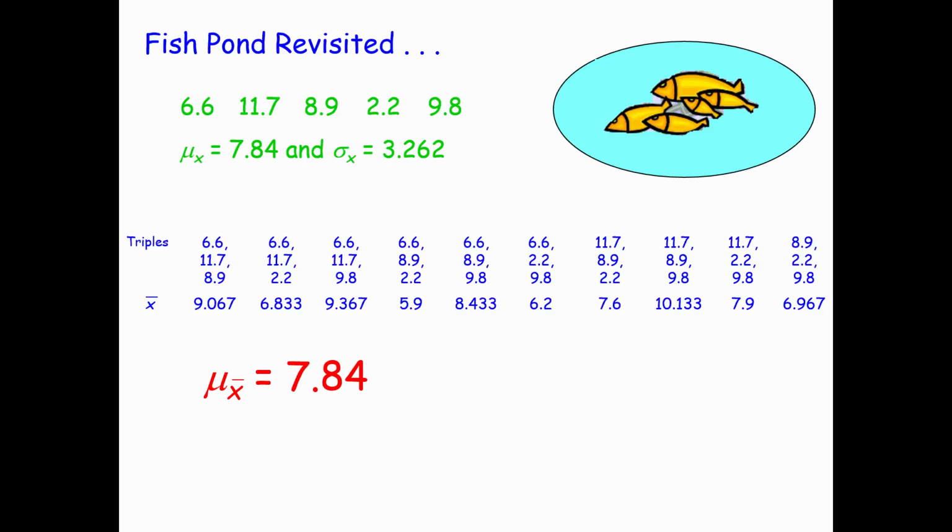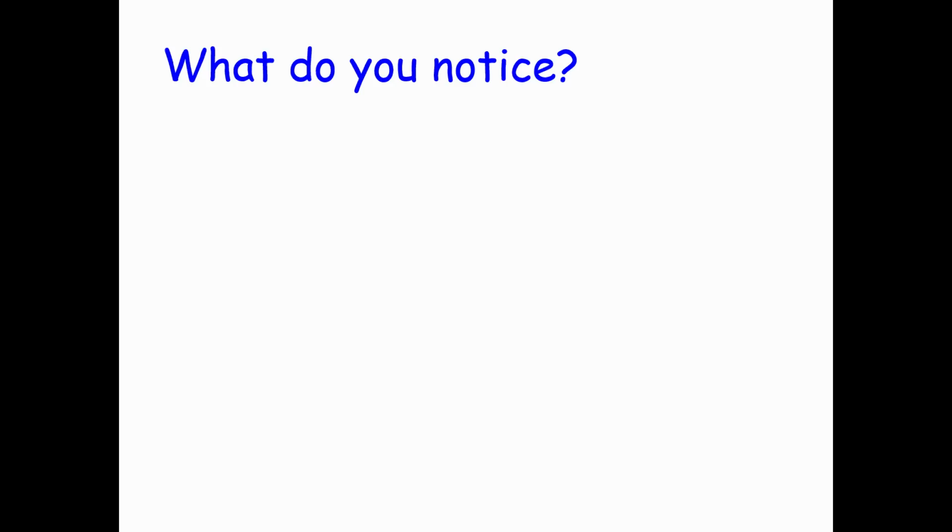When we had 2 fish, the standard deviation of the sampling distribution was smaller than the standard deviation of the entire population. What happens now if we're choosing 3 fish instead of 2 fish? Well, the standard deviation got even smaller. So the more numbers we pick, the smaller the standard deviation is.